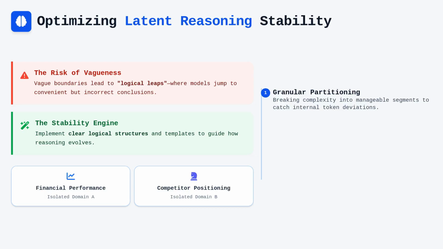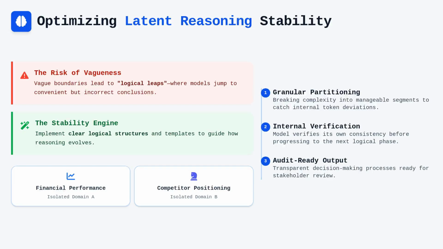Complexity, in this sense, is handled by partitioning it into manageable segments where the model can verify its own consistency before moving to the next logical phase. This does not just improve accuracy. It makes the model's decision-making process transparent and audit-ready for your stakeholders.